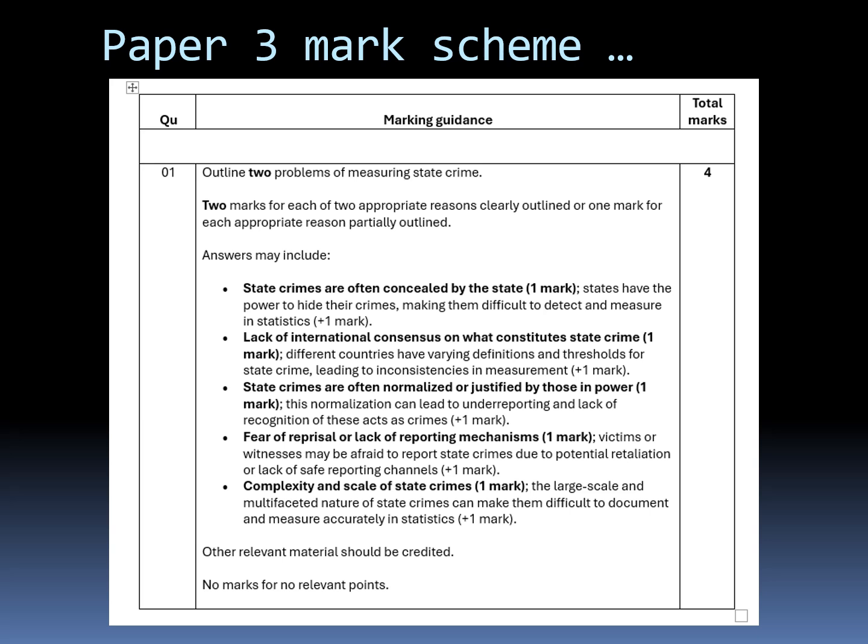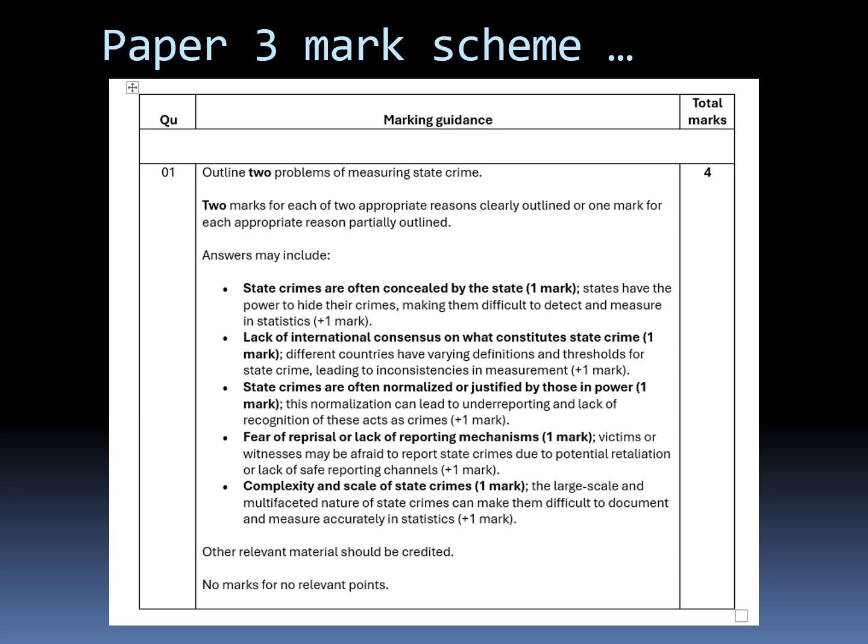So firstly, state crimes are often concealed by the state. They have the power to hide what they are doing, so that makes them difficult to detect and measure, and as a result they don't appear on statistics, so that would get you 2 marks. There's also a lack of international consensus of what constitutes a state crime. Different countries have varying definitions and thresholds, which might mean that there are inconsistencies in these measurements, so they are hard to compare.